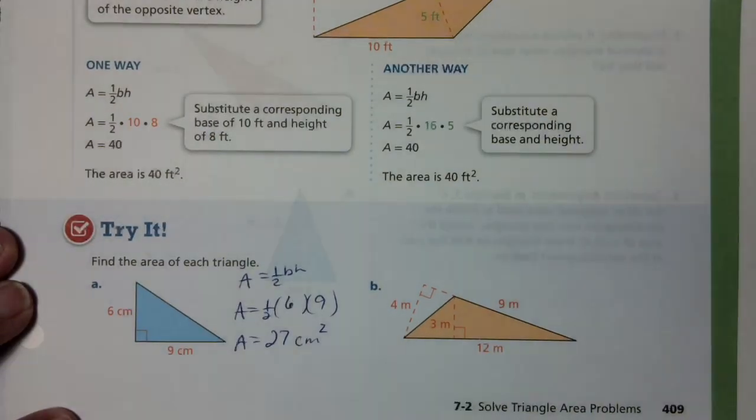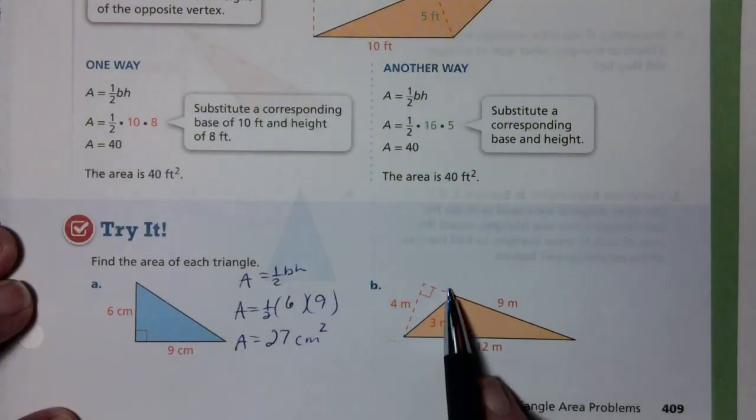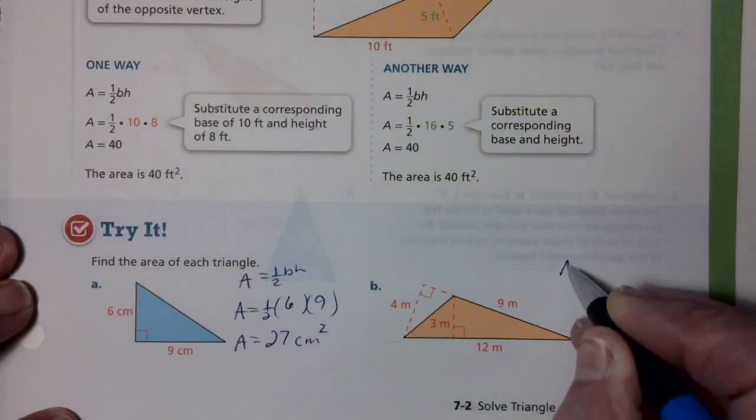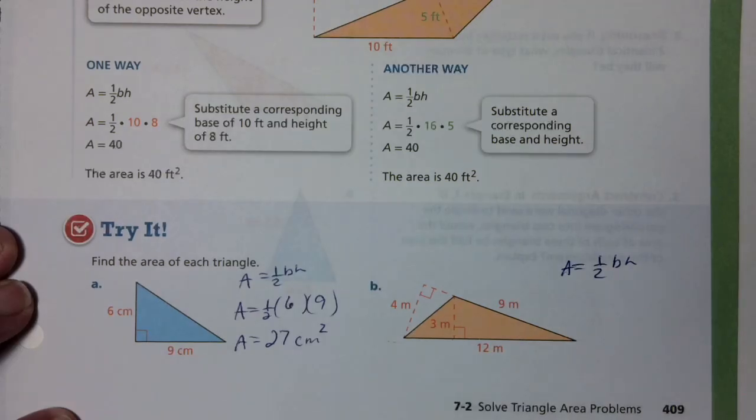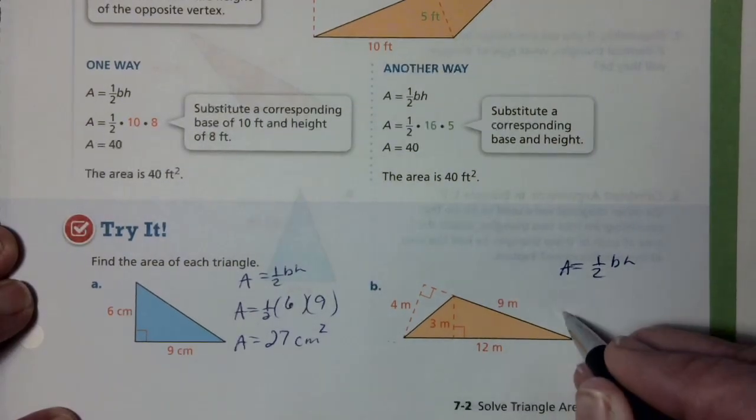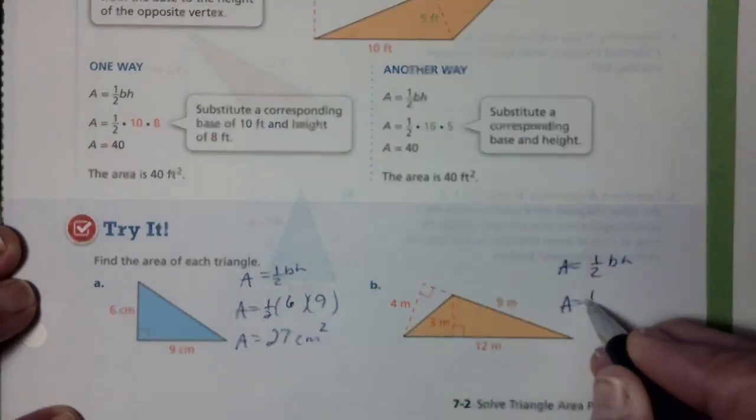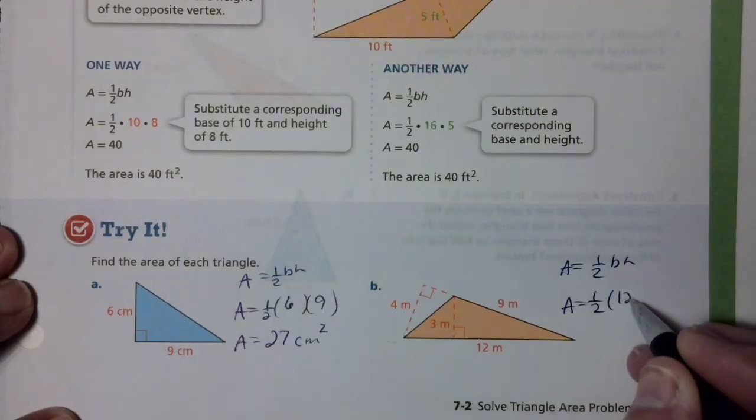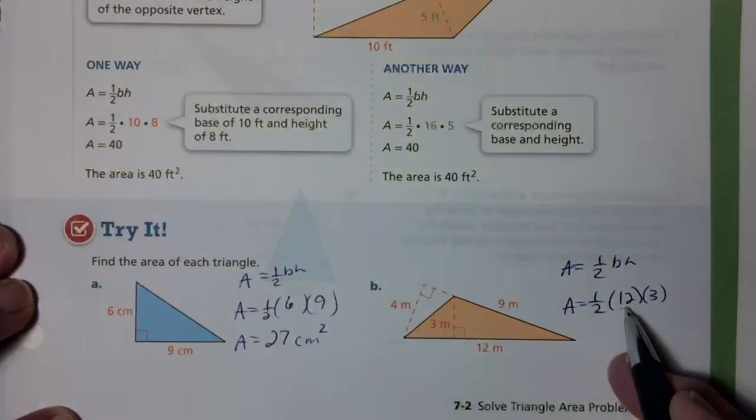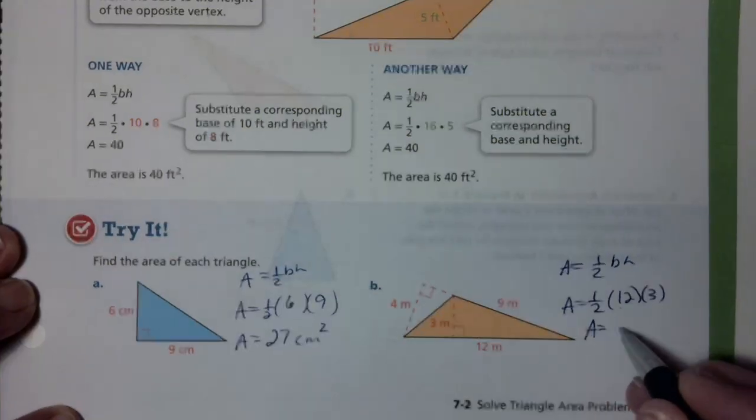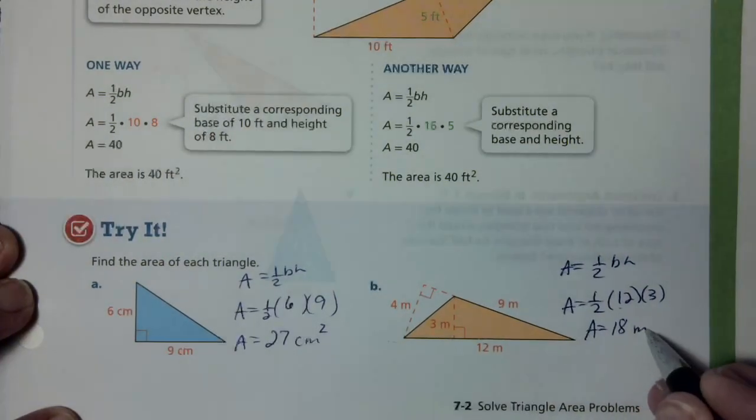When I look at this, the two easiest numbers for me to see are the 12 and the 3. So 1/2 BH means 1/2 times the base times the height. Area equals 1/2 times 12 times 3. Half of 12 is 6. 6 times 3 is 18. Area is 18 meters squared.